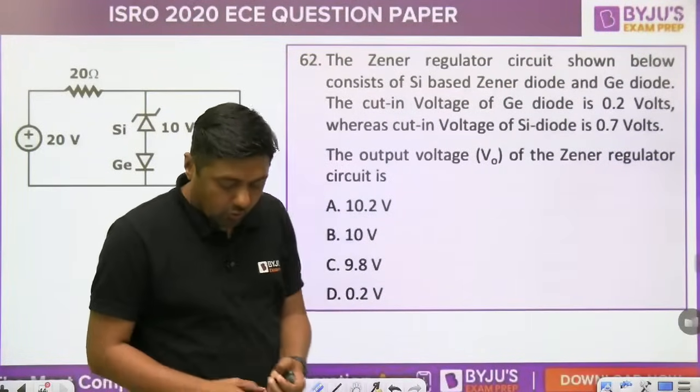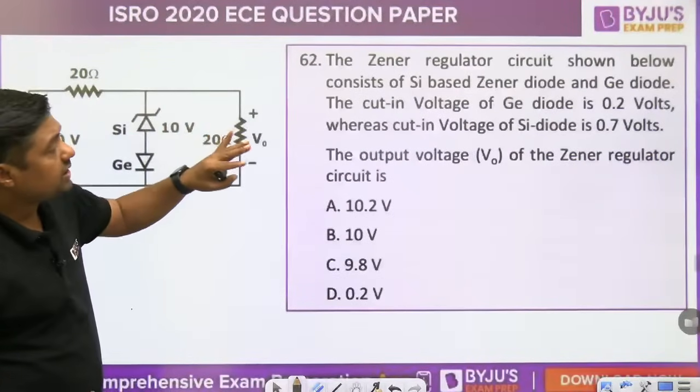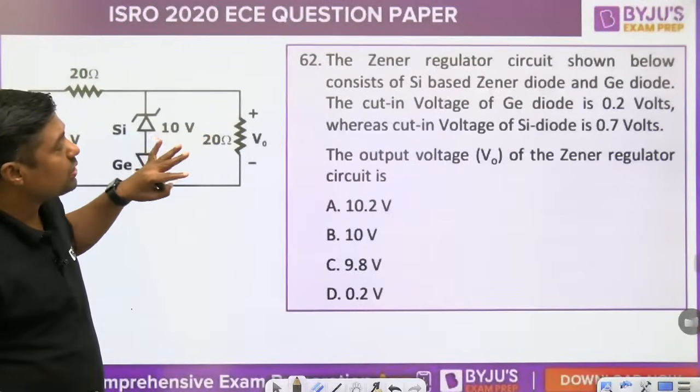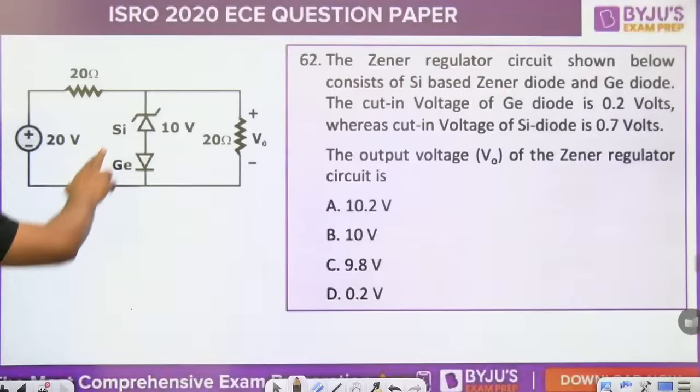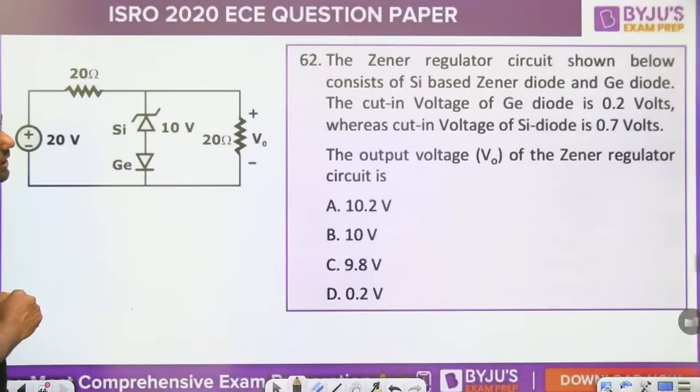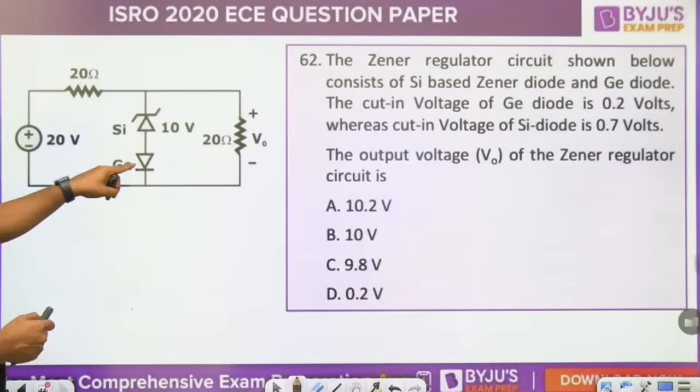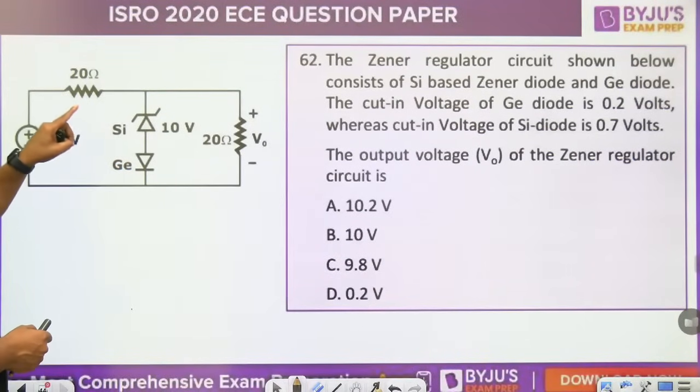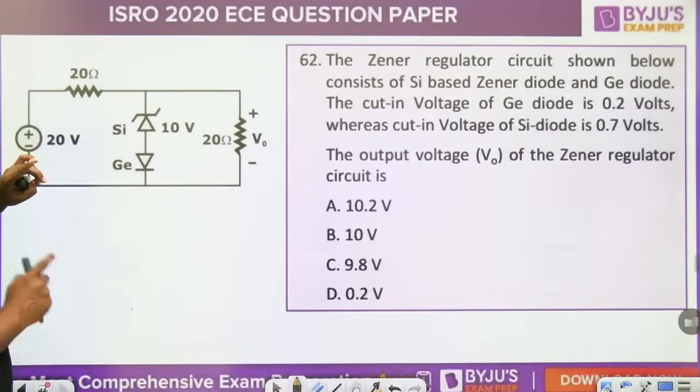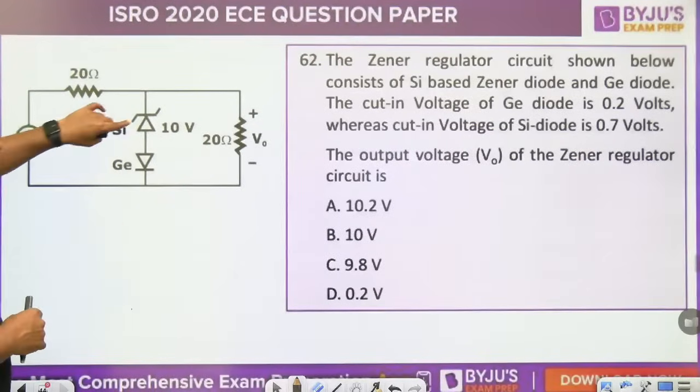Now, the Zener regulator circuit shown below consists of a silicon-based Zener diode and a germanium diode. The cut-in voltage of the germanium diode is 0.2 volt, whereas the cut-in voltage of the silicon diode is 0.7 volt. Cut-in means when the diode is forward biased. What is the breakdown voltage? 10 volt. And what is asked here? The output voltage V0 of the Zener regulator circuit.